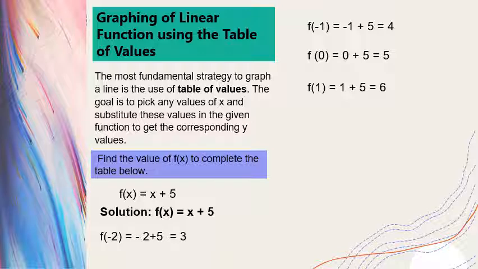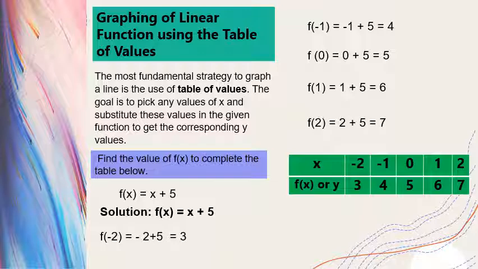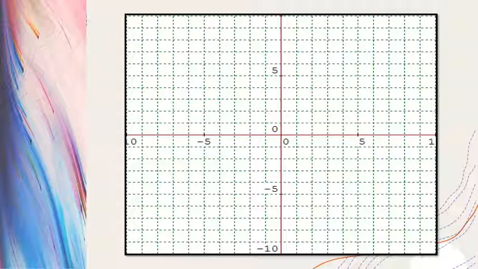So we're going to add because it's the same sign. 2 plus 5 equals 7. Same sign again, and that's 7. And then we're going to write the entries here: -2, -1, 0, 1, 2 for x, and 3, 4, 5, 6, 7 for y. Now we're going to use this for graphing, the table of values. Then let's graph.